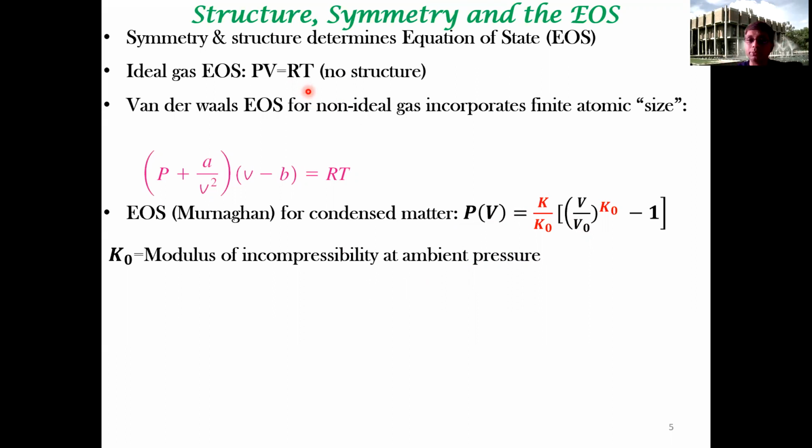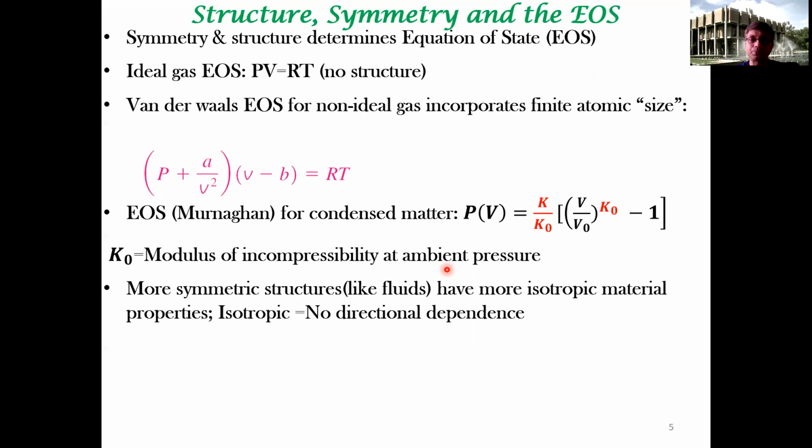and reduced symmetry. So why do certain systems have a modulus of incompressibility, but certain systems do not? It is because of reduction in symmetry. All right, so this is something you have to understand. It's a deep point, so let's elaborate on this. The more symmetric a structure is, like that of a fluid, there is more isotropy in material properties. What is isotropy? There's no directional dependence.